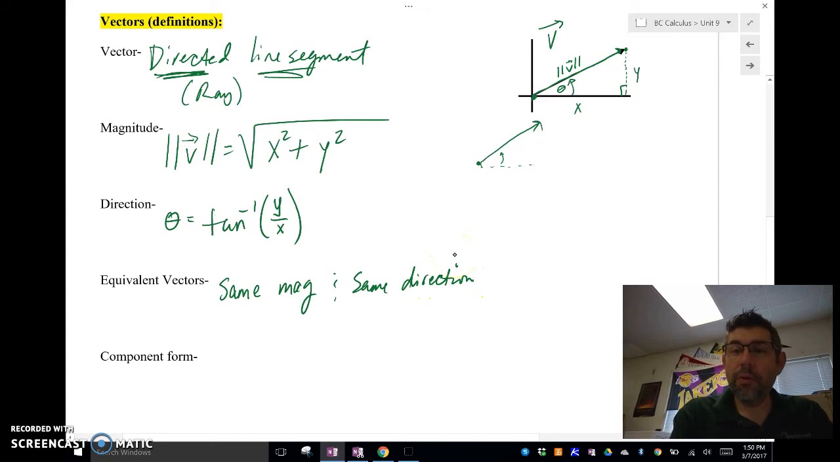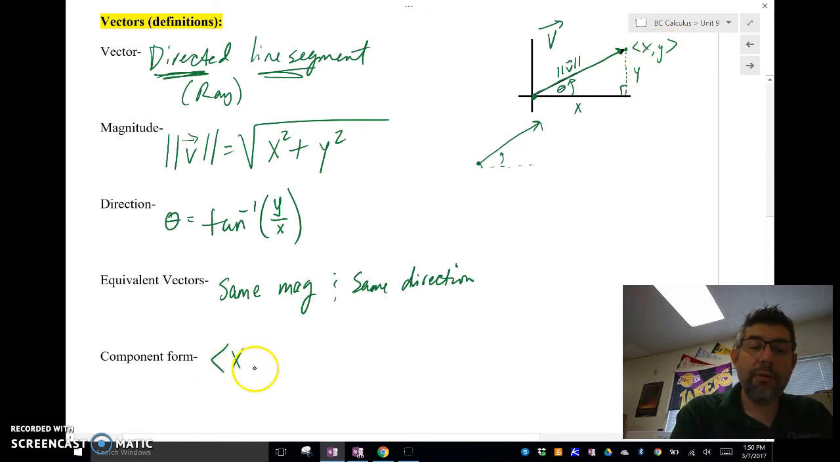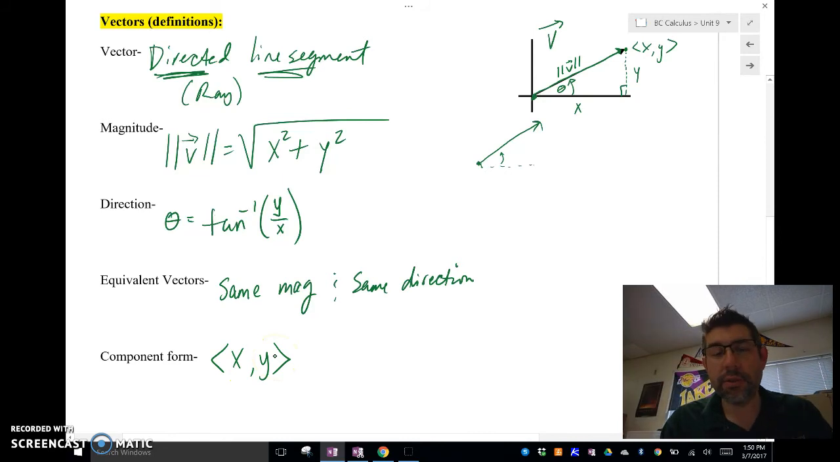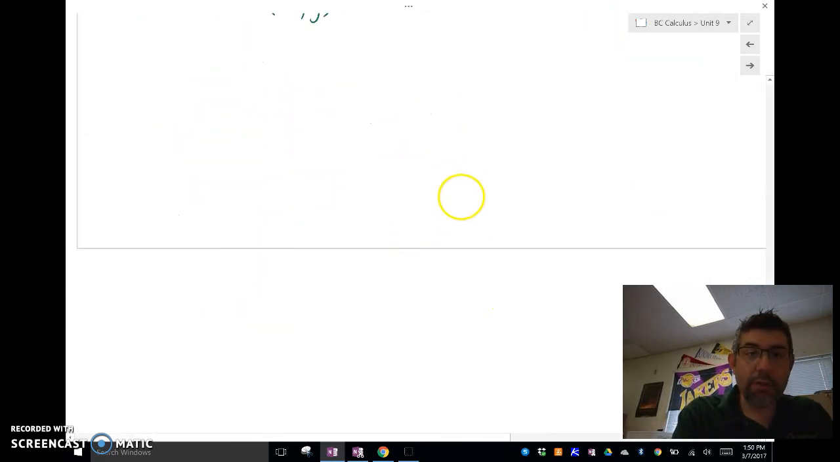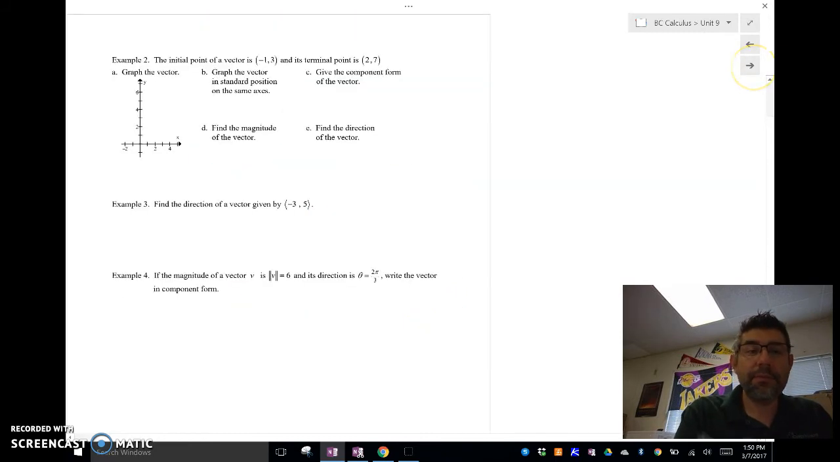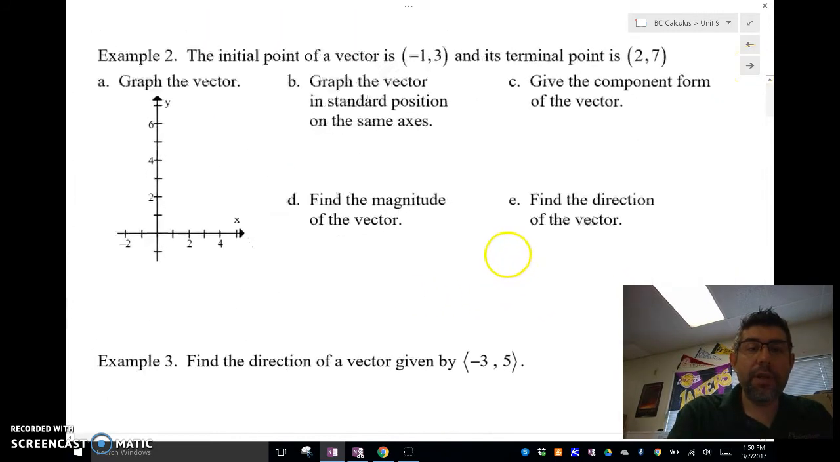All right, component form, that's basically saying what are these two components, x and y. So I draw it with a little arrow, with a little caret, x comma y. It's just the x and the y components of the vector. All right, so let's take a look at how we are going to calculate each of these things, and what kind of questions we'd have.